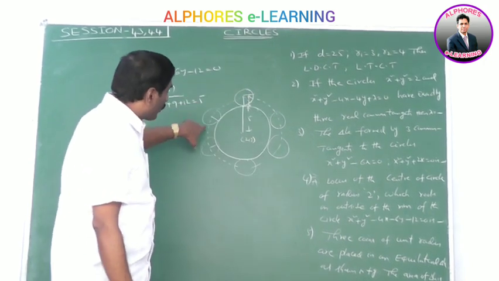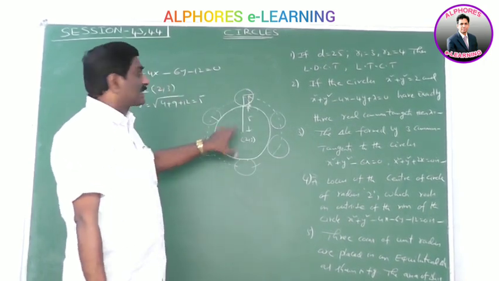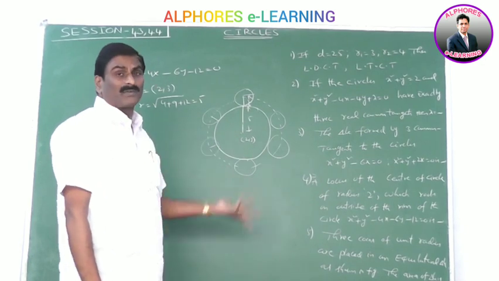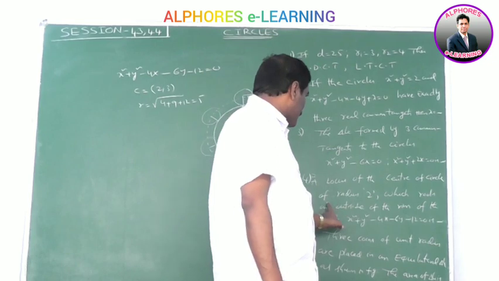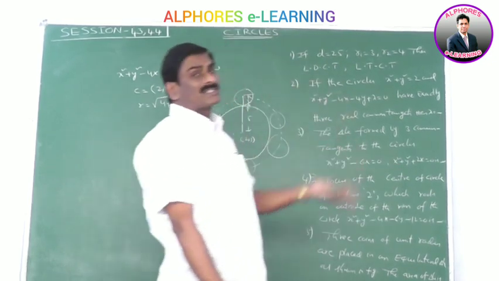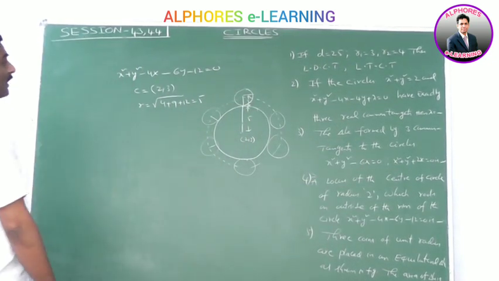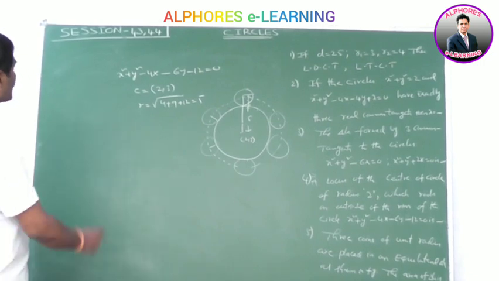Now the required locus is a circle of radius 7 units with center (2, 5). Next, we find the locus of the center of the circle of radius 2, which rolls on the outside of the ring. Please note this diagram: center, radius.